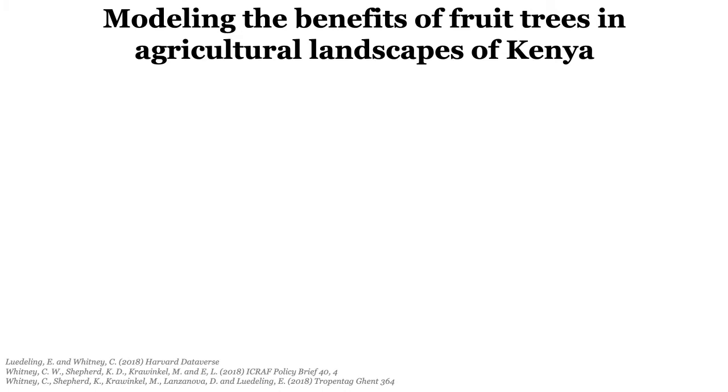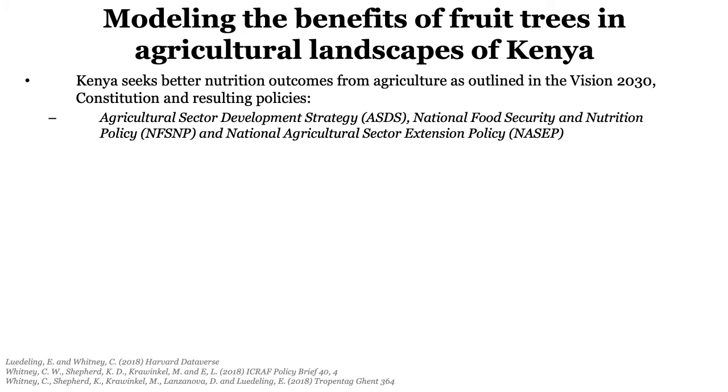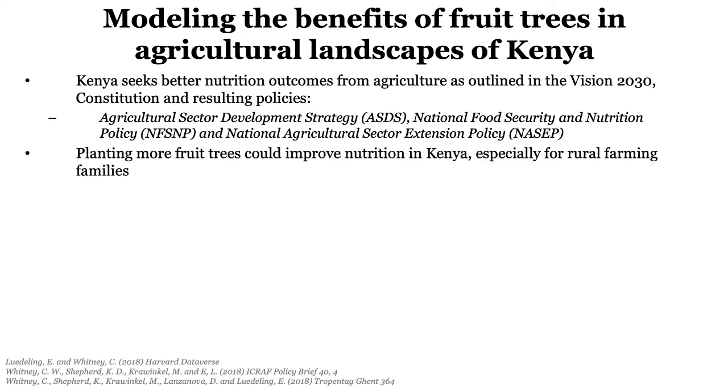Another example, I'm going to talk about these later in a future video, of a decision that we've worked on is fruit trees and agricultural landscapes of Kenya. So Kenya also, this is nutrition related, would like to see better nutrition outcomes. They also have a Vision 2030. The Constitution and many resulting policies actually reflect this aim of better nutrition outcomes. And there are a number of institutions, government and non-government, which would like to plant more fruit trees, and specifically in approaching these rural farming families.